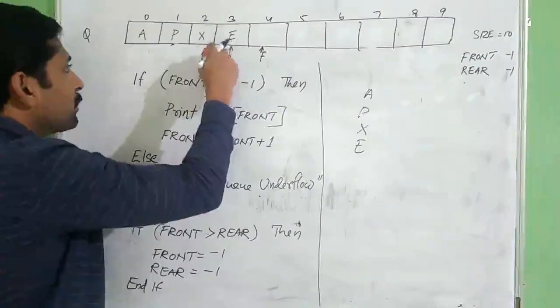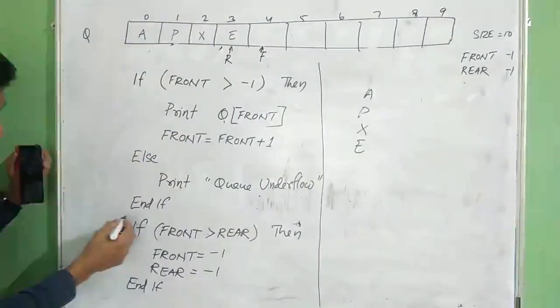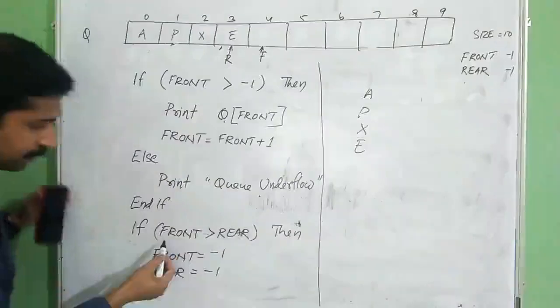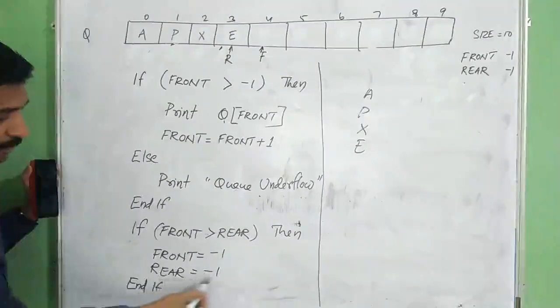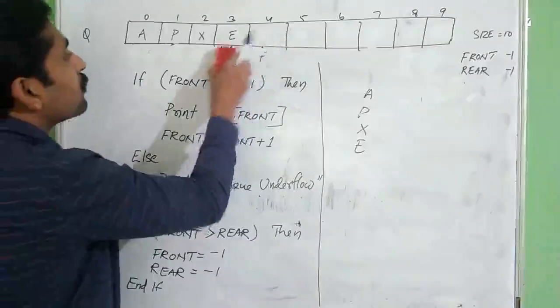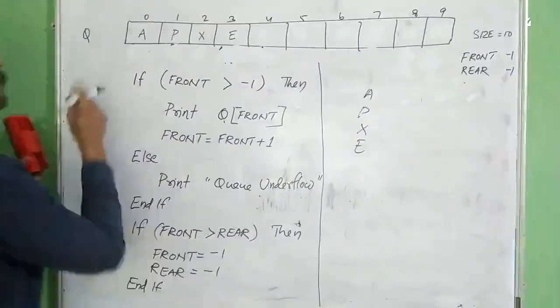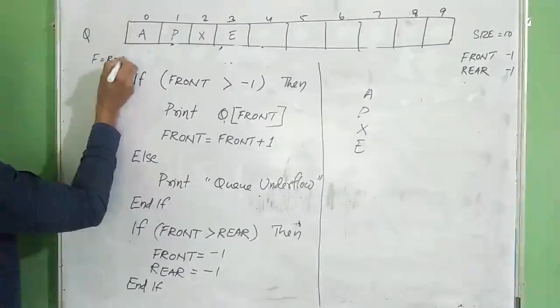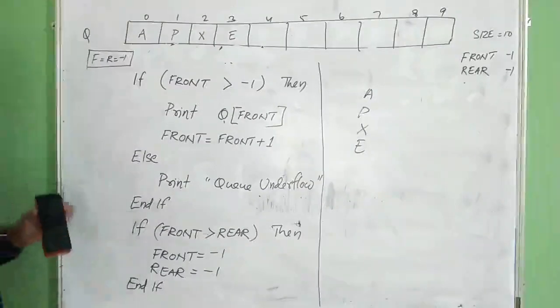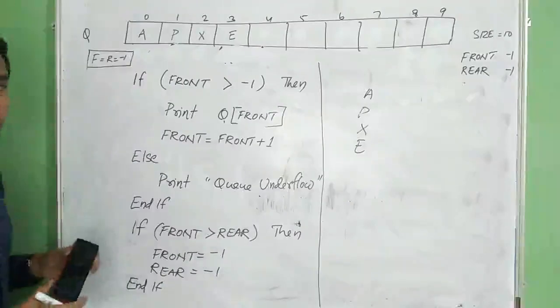So what happens is this condition will get satisfied if front is greater than rear. Yes. Then front equal to -1, rear equal to -1. That is, both of these will be reset to -1. Front equal to rear equal to -1. Reset will be done. Now the queue is again empty.